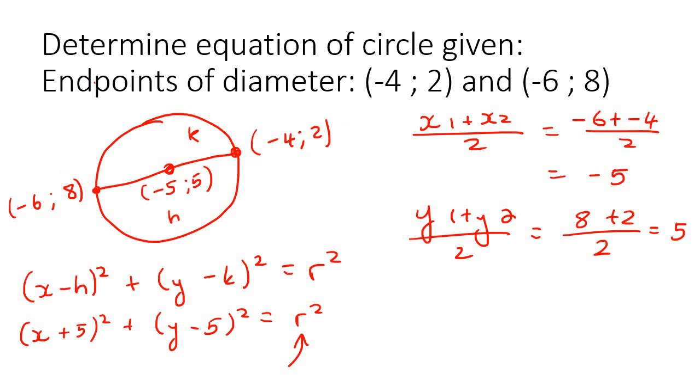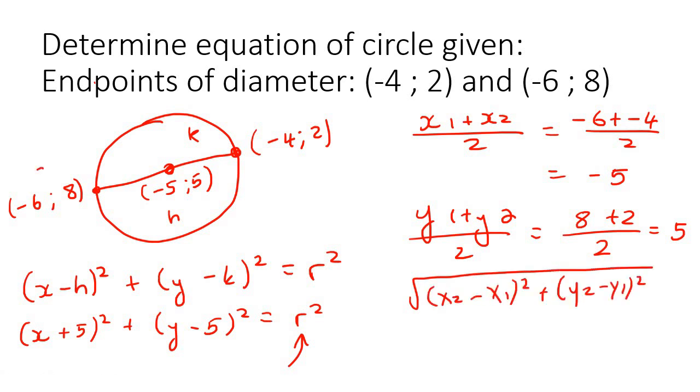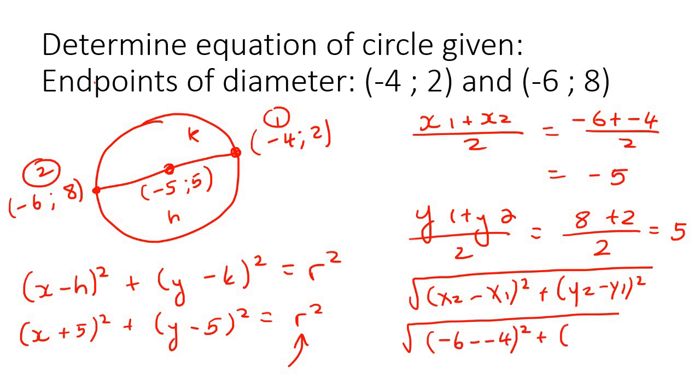So, to find the distance, we use the distance formula. Okay, and I'm going to use this as point number 2, and this is point number 1. It doesn't matter what you do, to be very honest. You'll get the same answer. But it says minus 6, because that's the x value of point number 2, minus 4, and then the y value of point number 2 is 8, and the y value of point number 1 is 2. Okay, now if we fill this all in, you end up with 2 square root 10.